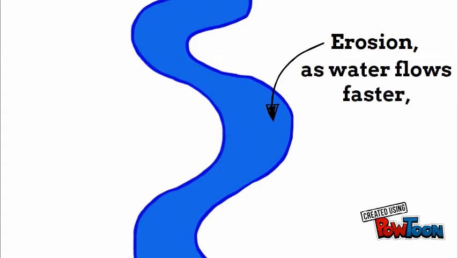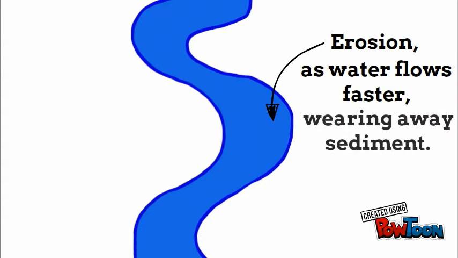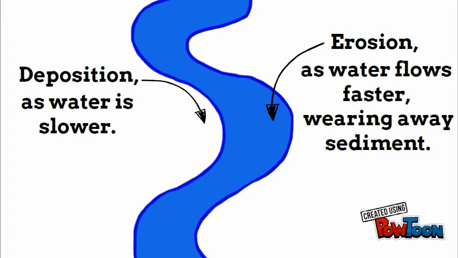Meanders grow laterally through sediment erosion and deposition. Erosion happens on the outside bend as water flows faster in the deeper sections, wearing away sediment, while deposition happens on the inside bend as water is slower in these shallower areas.